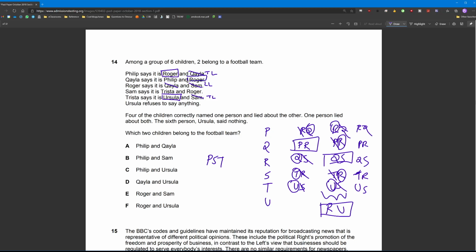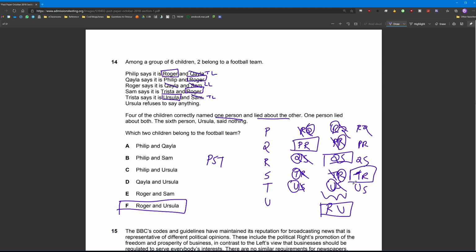So if R is true, then that means everyone else is also following the rule that they name one person truly and lie about the other. And I think it logically follows from there that if that's one setup that satisfies the whole system, then U and R must be the two people who are on the team. But I'm just going to check that because I'm not sure whether that logic holds.